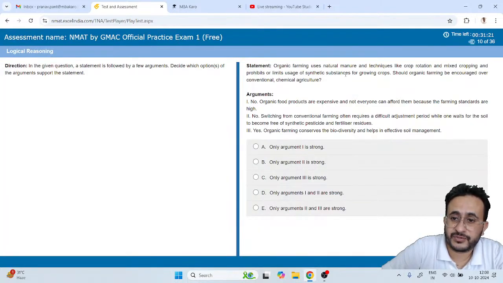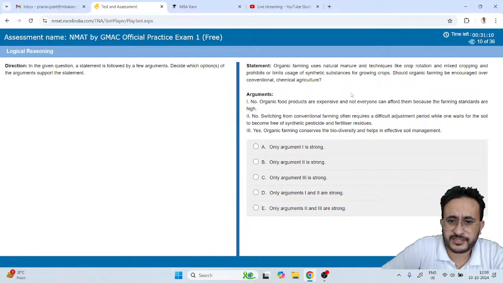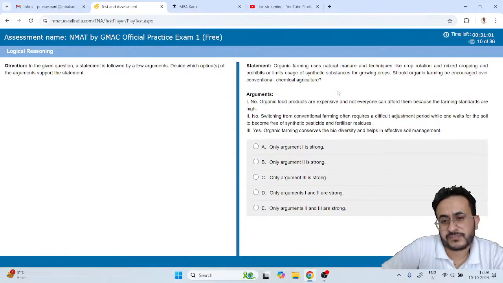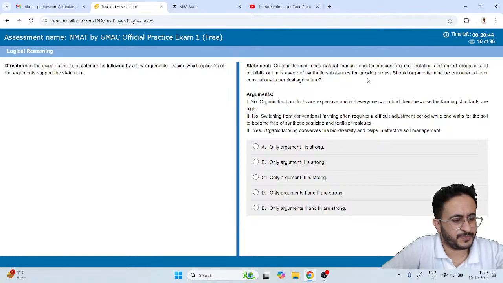Organic farming uses natural manure and techniques like crop rotation and mixed cropping and prohibits or limits use of synthetic substances for growing crops. Should organic farming be encouraged over conventional chemical agriculture? No, organic farmer products are expensive. Should it be encouraged? Expensive does not mean that not everyone can afford them, but it does not mean that you discourage it. Okay, there are some expensive things, but that is not a reason to discourage it.